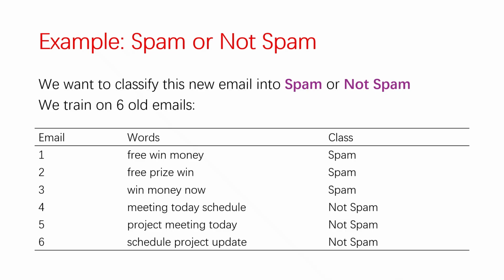We start with 6 emails. 3 of them are labeled as spam and 3 are not spam. Each email contains words like free, win, or meeting. Our goal is simple. Given a new email, can we predict whether it is spam or not?